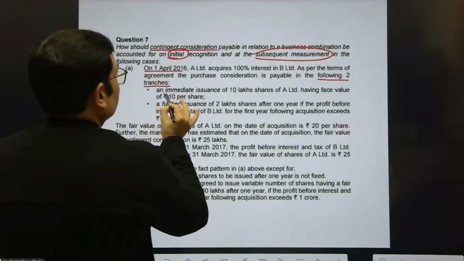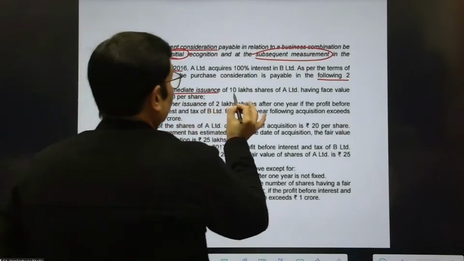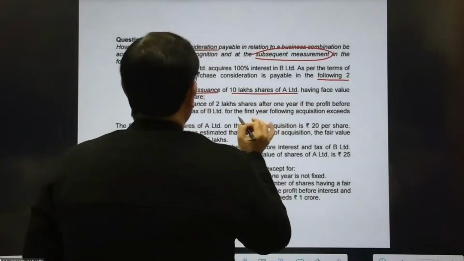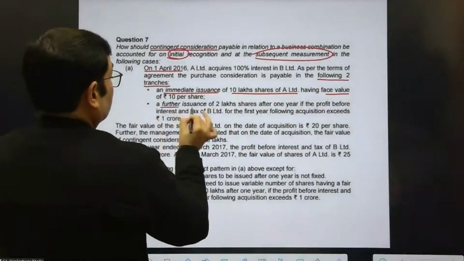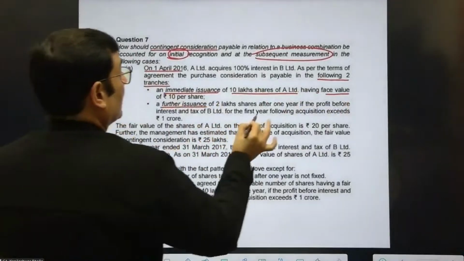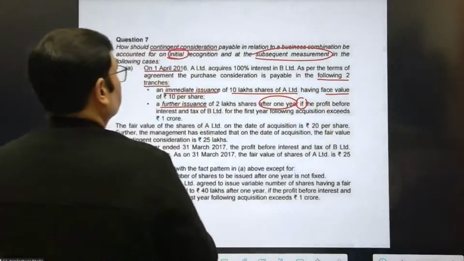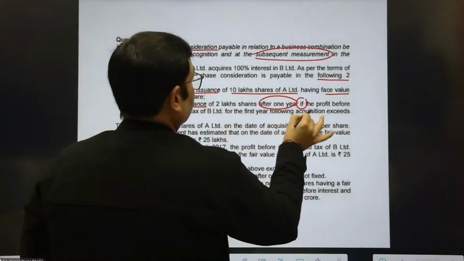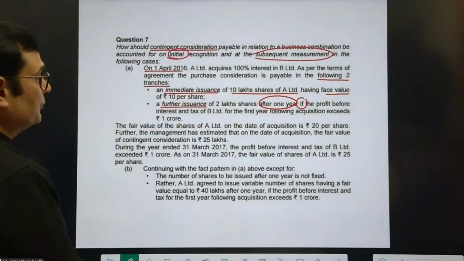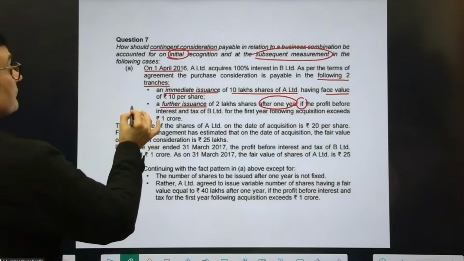There is an immediate issuance. Immediate issuance means right now, 10 lakh shares of A having a face value of 10. And a further issuance of 2 lakh shares after 1 year if the profits before interest and tax for the first year following the acquisition exceeds 1 crore. Now, I think I want to concentrate on this particular portion.